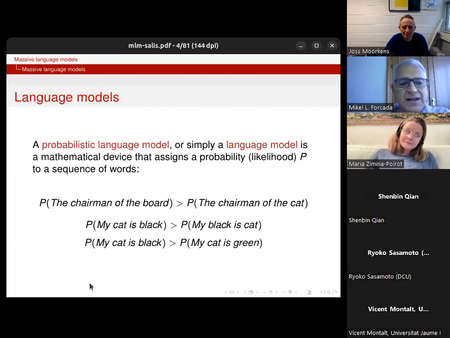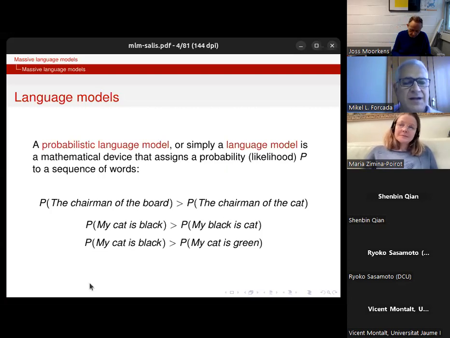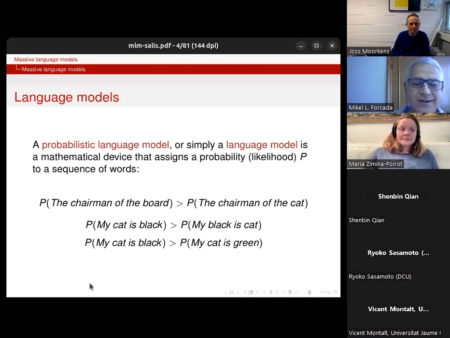So ideally, if we had a good model for English, it would assign a higher probability or likelihood to the sentence "the chairman of the board" than to "the chairman of the cat," or it would assign a higher likelihood to "my cat is black" than to "my blackest cat," or than to "my cat is green."